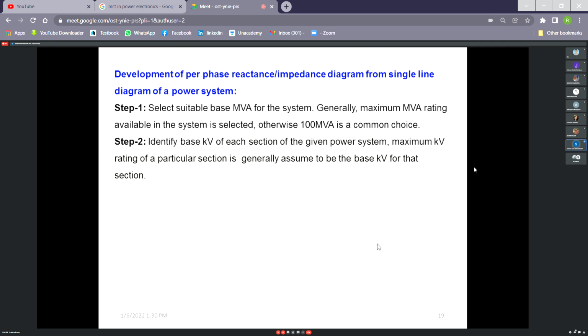Then we have to identify the base kV also. Now, the voltage ratings of different parts of a power system are not the same. They are different, so in that case it is sectionalized. That is, we have to identify the base kV of each section of a power system, and the maximum kV rating of that particular section is assumed to be the base kV for that section.